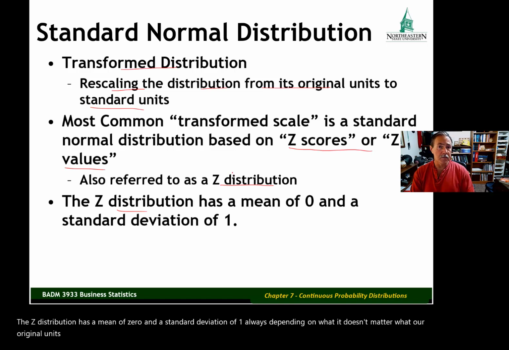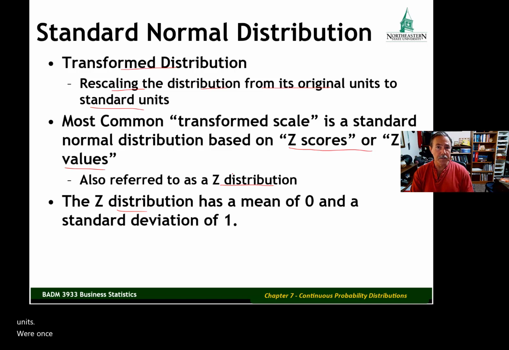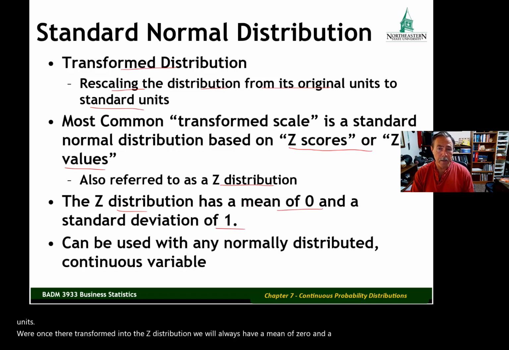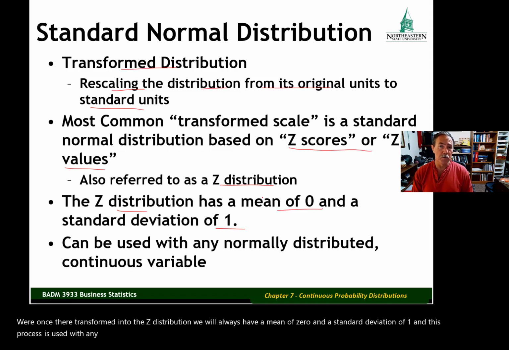It could be millions of dollars, or it could be feet and inches, it could be temperature, whatever our original units were. Once they're transformed into the z-distribution, we will always have a mean of 0 and a standard deviation of 1. And this process is used with any normally distributed continuous variable. It's widely used. It is the go-to distribution for many analytical problems.